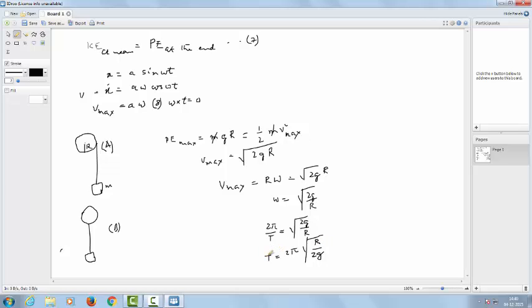Now we can verify this equation dimensionally, because for g the dimension happens to be L into T to the power minus 2, and for r it is L. So square root of that would give me T, which is the time period. So dimensionally this equation is correct, and this is the way that we can find the time period of an oscillating system by using the second method.